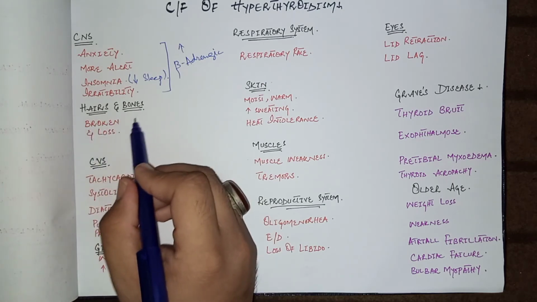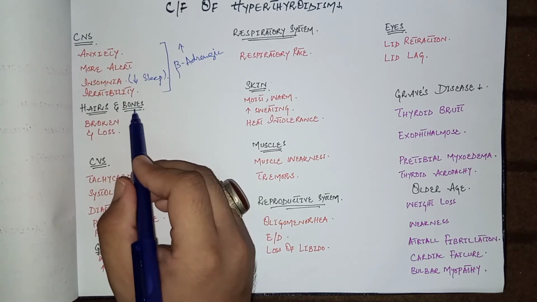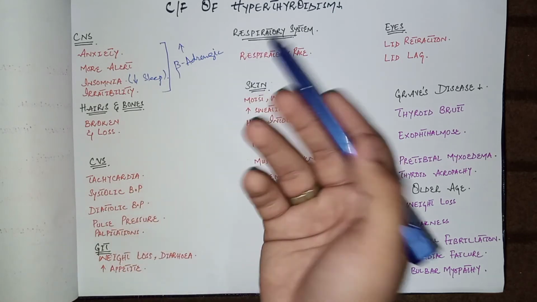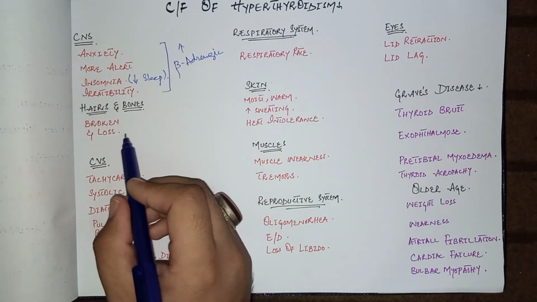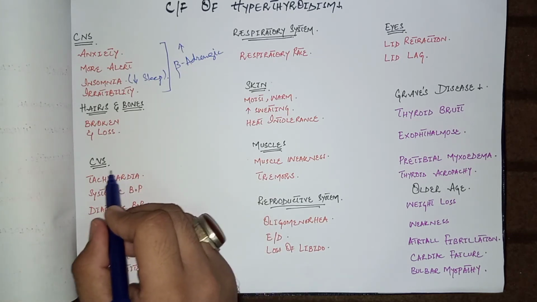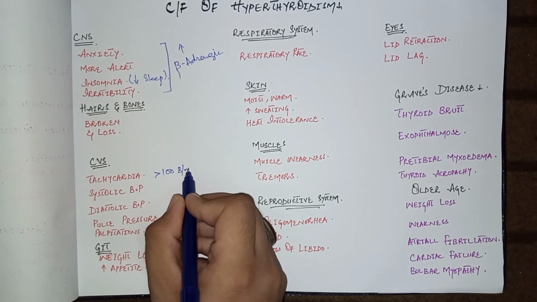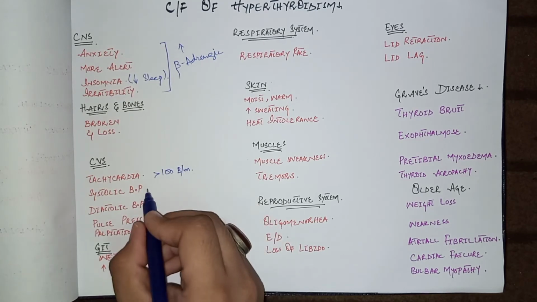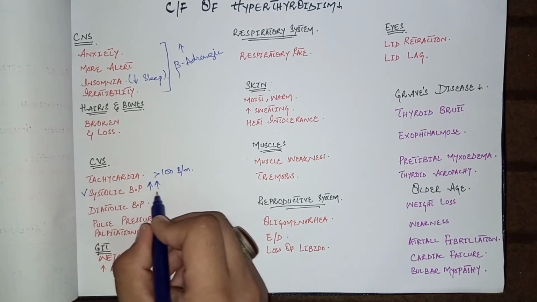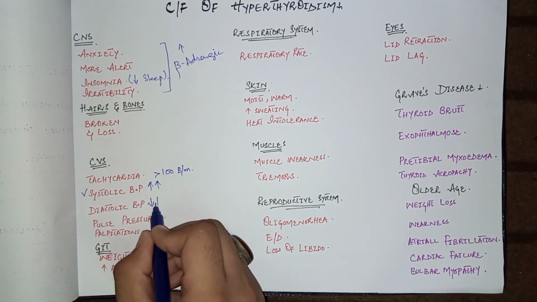In hair and bones, hairs are very thin and there is hair loss, and osteoporosis in bones, which fracture easily because of increased bone turnover in hyperthyroidism. Because of proteolysis, hair loss may occur. The most important clinical features in the CVS are tachycardia, that is heart rate greater than 100 beats per minute because of beta adrenergic stimulation, and increased systolic blood pressure. Because of sympathetic stimulation, systolic blood pressure is very high, but the important point to remember is there is low diastolic blood pressure.